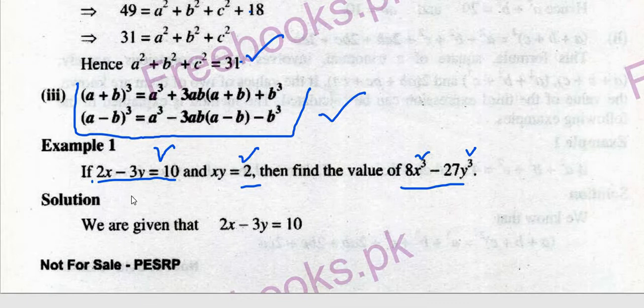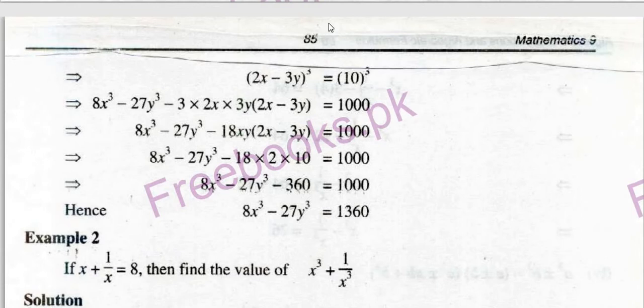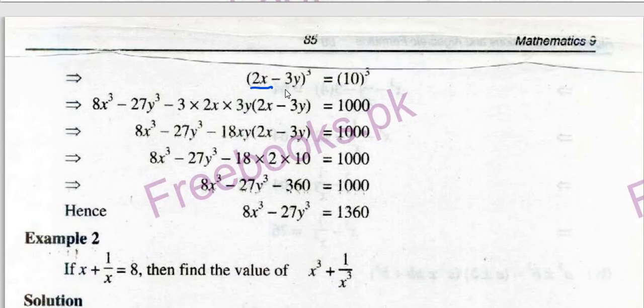Use these two terms. We have 2x minus 3y equals 10. Just take cube on both sides and open the formula. This becomes a cube, b cube, minus 3ab into (a minus b), equals 10 cube, which is 1000. Now this is the value which is unknown in the question, which you are going to find out. Take this on the left and shift all the other values to the right hand side.